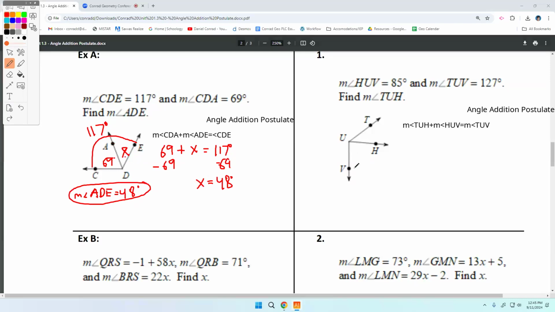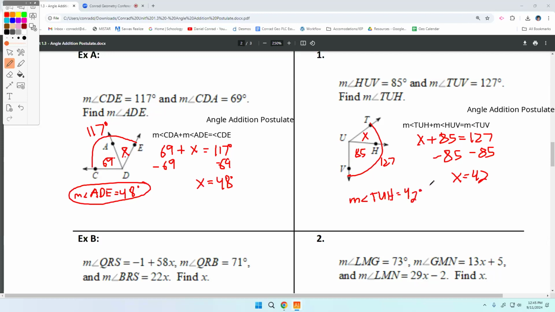If I fill in my diagram, angle HUV is 85 degrees. TUV, that's the big one, is 127. And then we're looking for TUH. So that's going to be X plus 85 equals 127. I subtract 85 on both sides and we get X equals 42. So the measure of angle TUH is going to be 42 degrees.